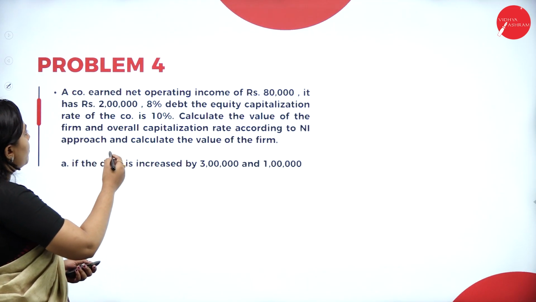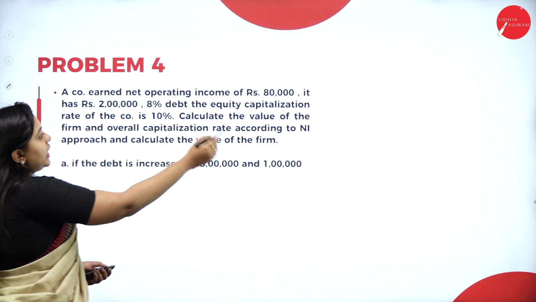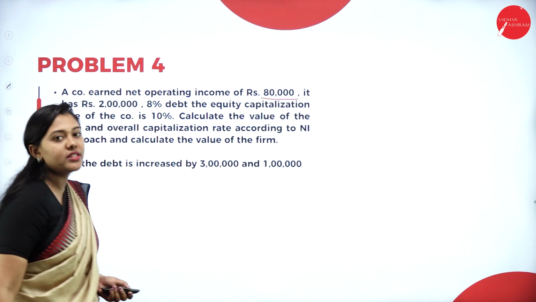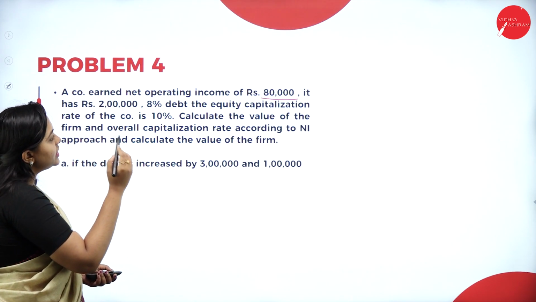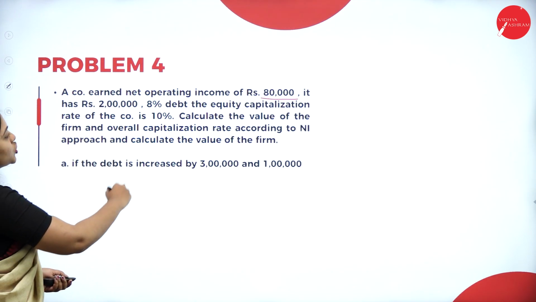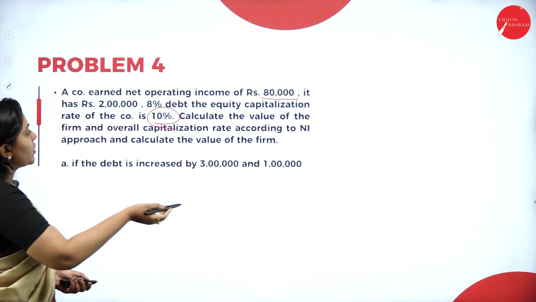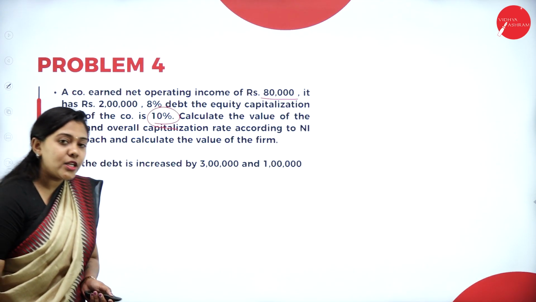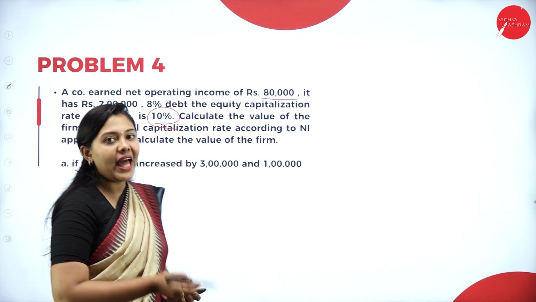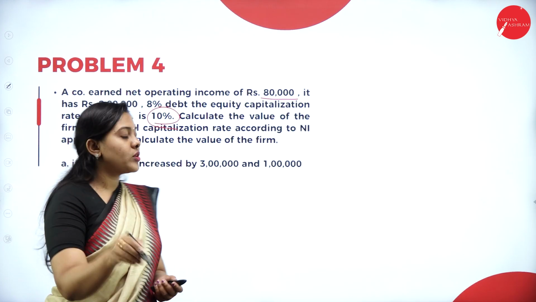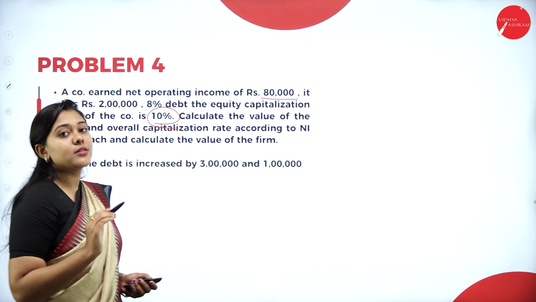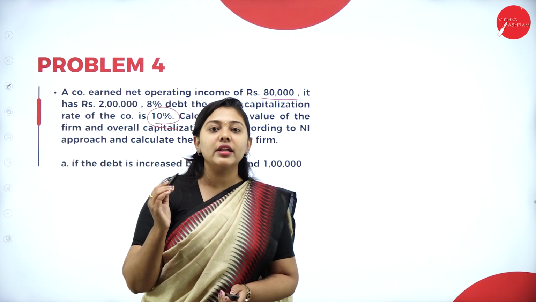So, a company earned net operating income. So, EBIT will be how much? 80,000. It has 8% debt. The equity capitalization rate is 10%. So, what is the debt rate? That is 8% interest on 2 lakh rupees. So, market value of debt is 2 lakh. What is the interest rate? 8% on debt. So, that is your interest.